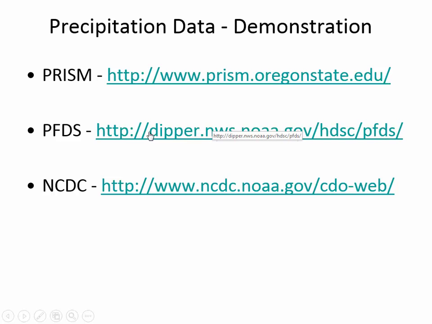And finally, the NCDC, that's where you can get the individual data for a specific rain gauge. And that's the website you need to use to download the precipitation data for a certain gauge so that you can make your own IDF curve from that.